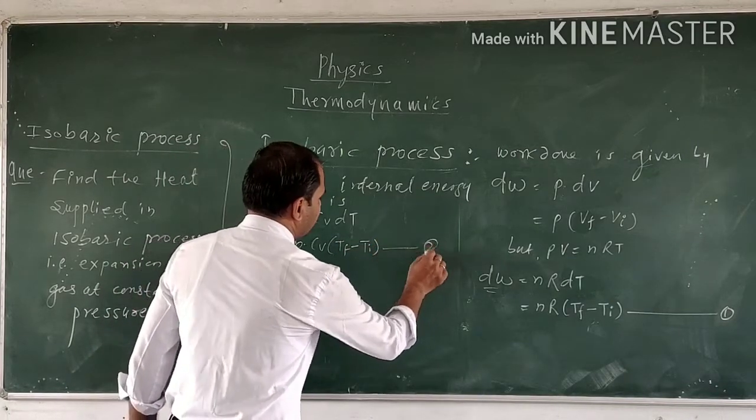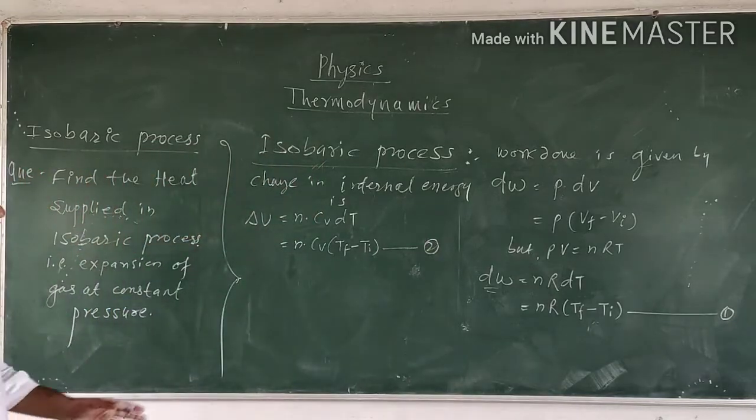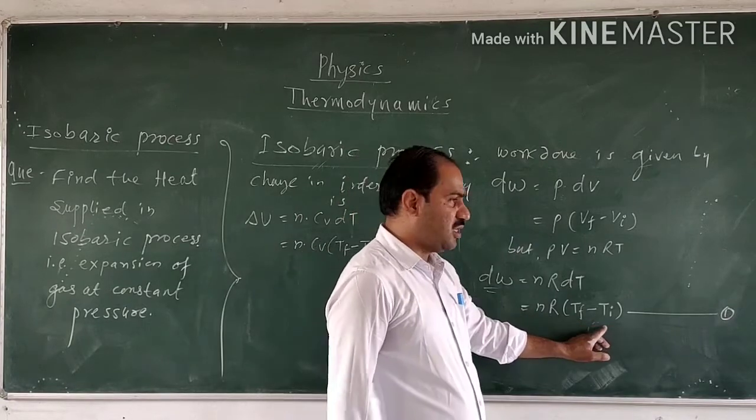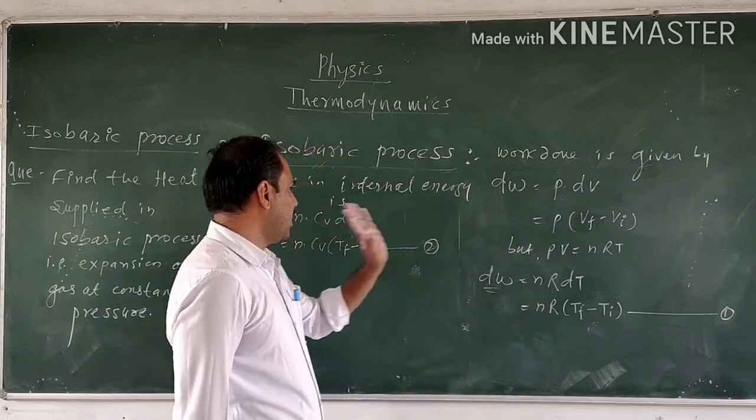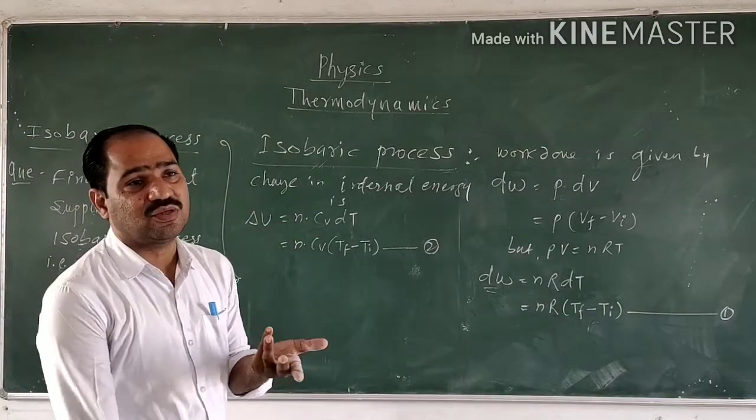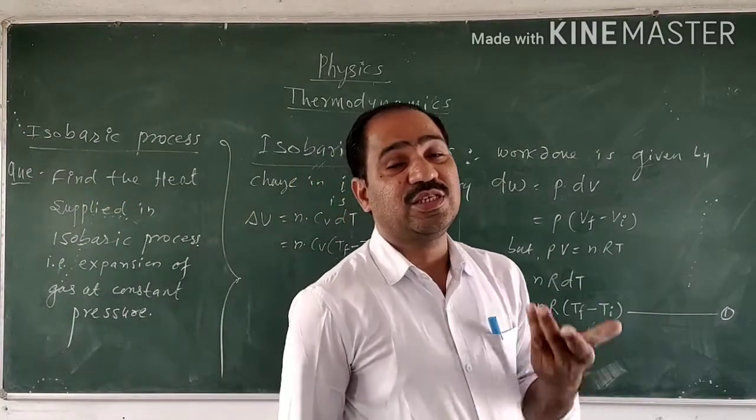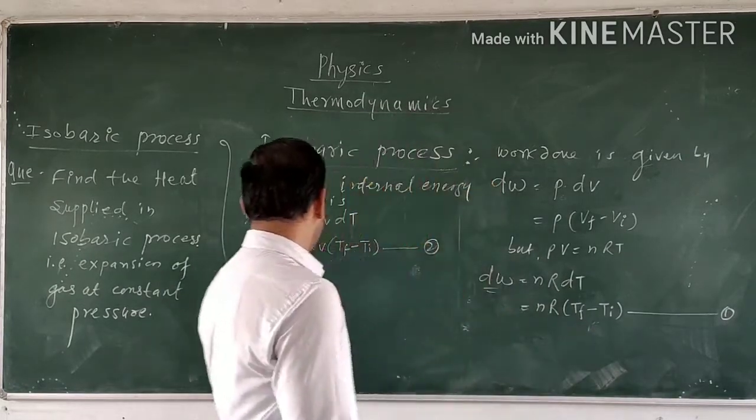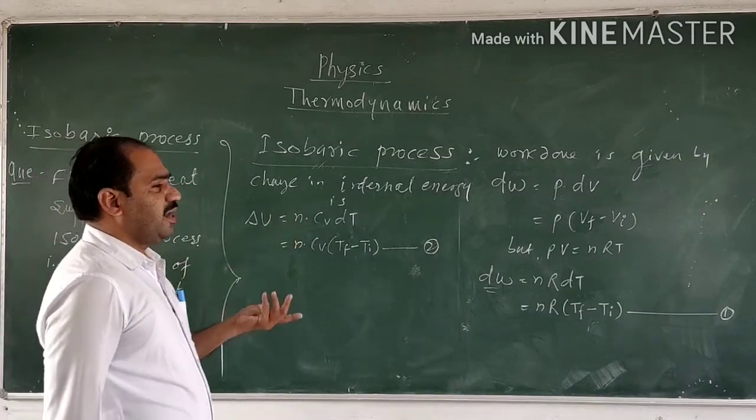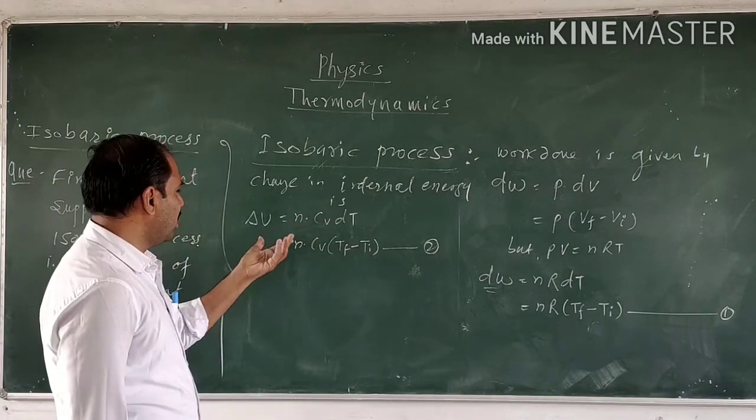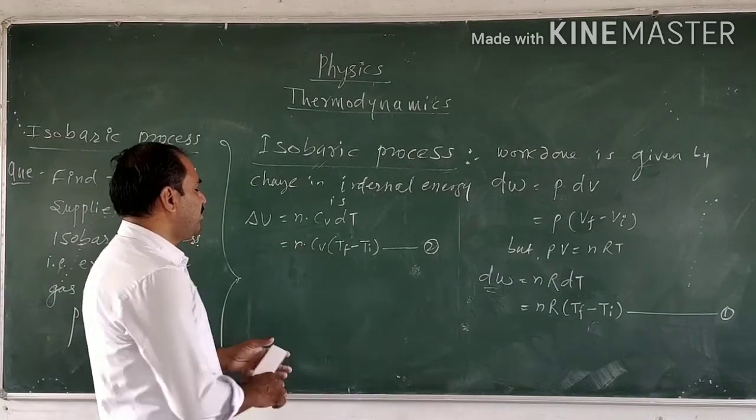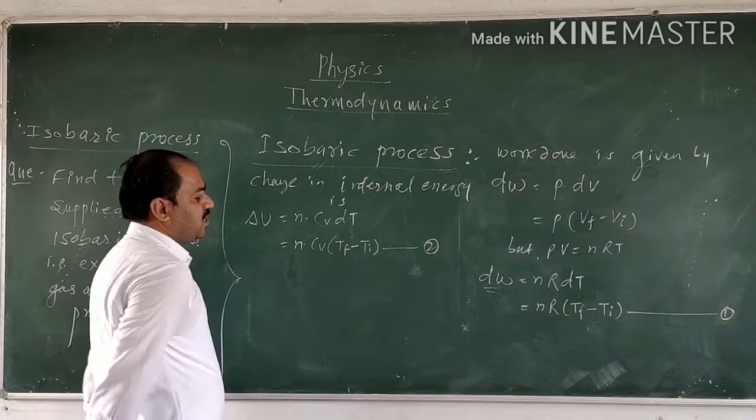So this is your equation number 2. And the work done is nR(Tf minus Ti). This gives you the work done in the isobaric process. Again, change in the temperature gives rise to the change in the internal energy. Therefore, delta U is equal to n Cv dT, where Cv is the specific heat at constant volume and dT is the change in the temperature. Putting the value, n Cv (Tf minus Ti).